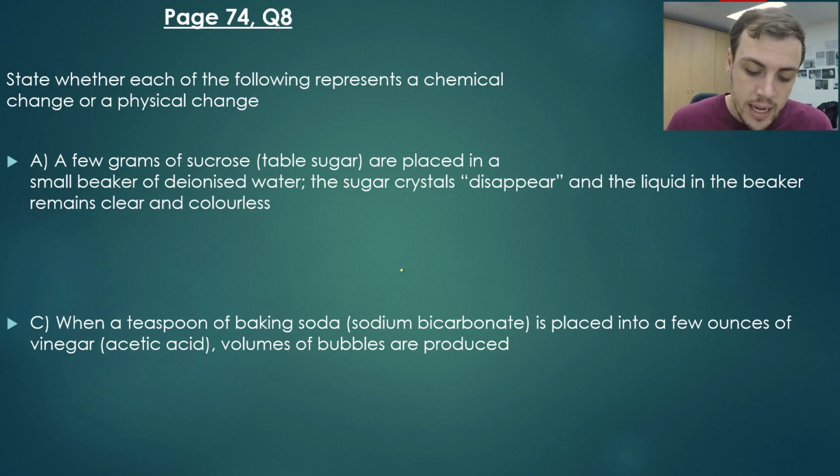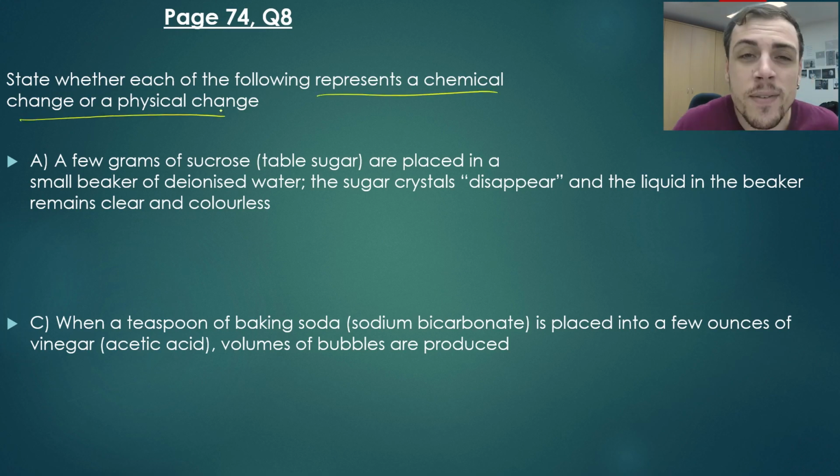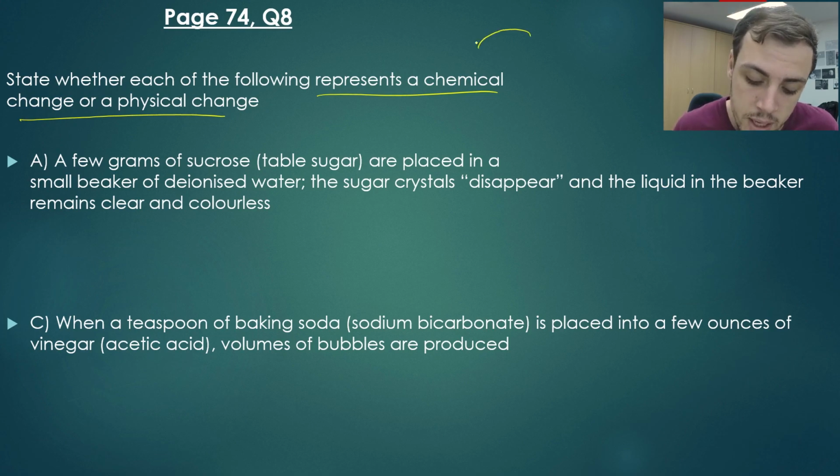Okay, so let us move on now to question 8, page 74. State whether each of the following represents a chemical change or a physical change. Now, this type of question is a very, very popular exam question. It's very easy for us to ask, and there are plenty of different scenarios that we can think up. So please make sure that you are comfortable in identifying a chemical or physical reaction.